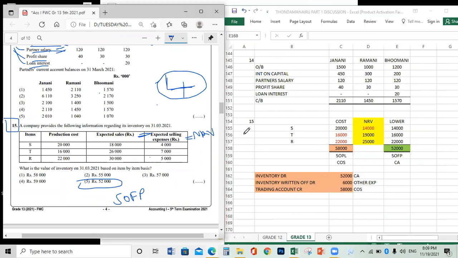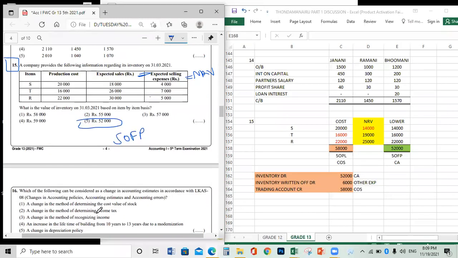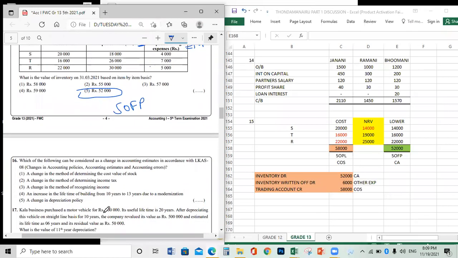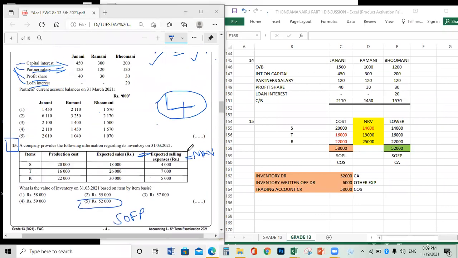Okay. So now, guys, let's go to the next question. Question number 16. Okay, do you all need time to write it down? If you all need time, write it down quickly. If you are done, check question number 16.